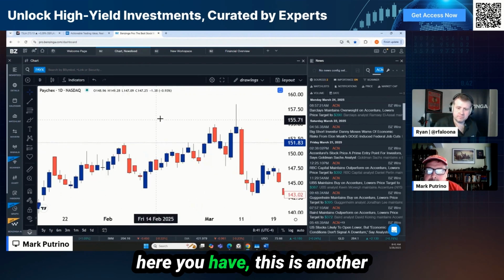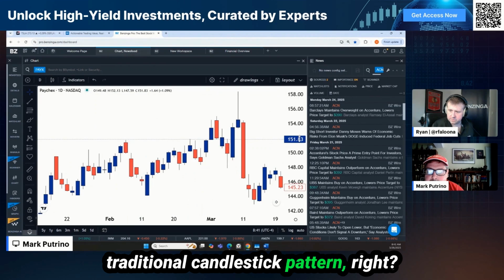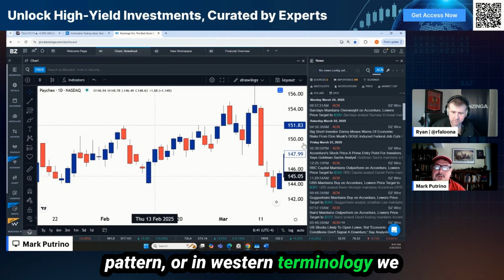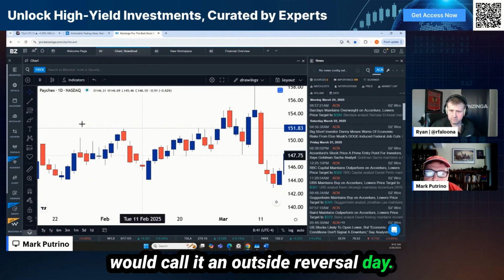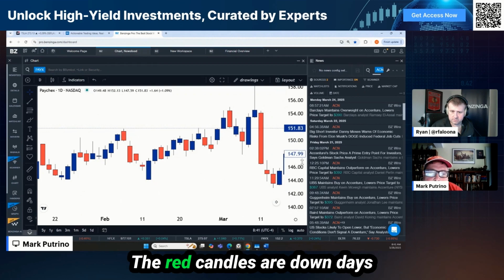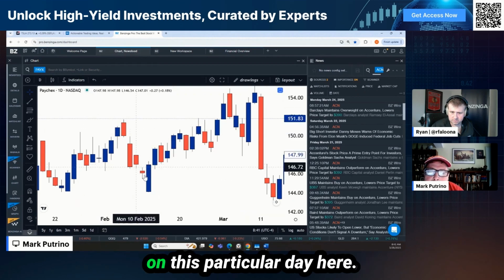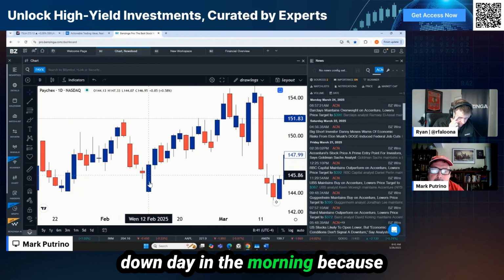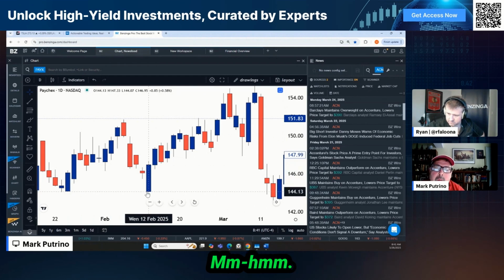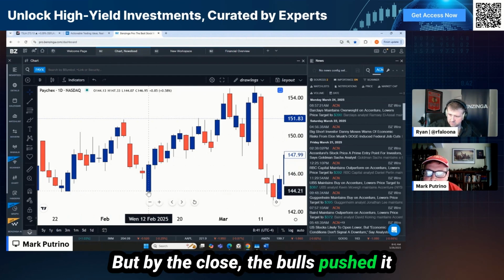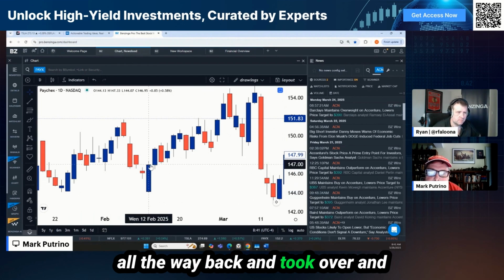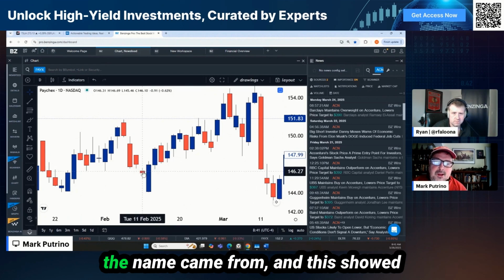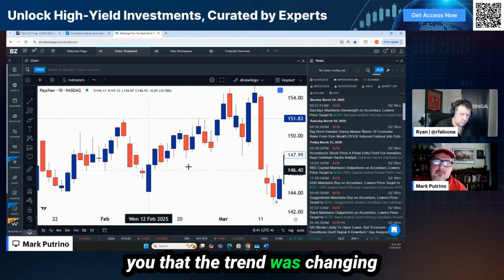Like here you have, this is another traditional candlestick pattern, right? We would call this a bearish engulfing pattern, or in Western terminology, we would call it an outside reversal day. But just think about this, right? The red candles are down days. On this particular day here, it looked like it was going to be another down day in the morning because this is where the opening price was. But by the close, the bulls pushed it all the way back and took over. And the trading action engulfed the prior day's trading action, which is where the name came from. And this showed you that the trend was changing there.